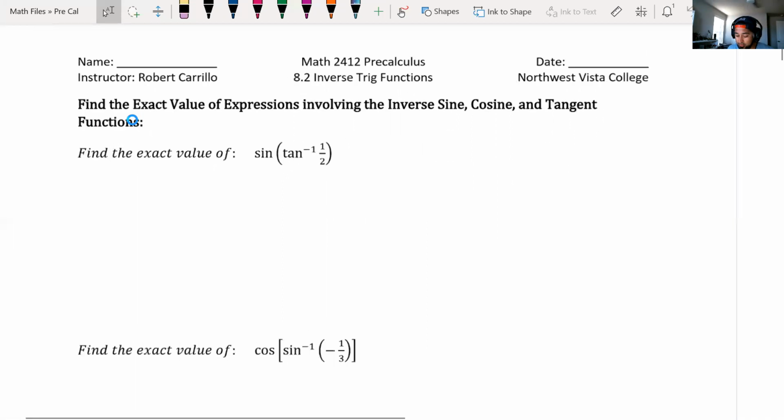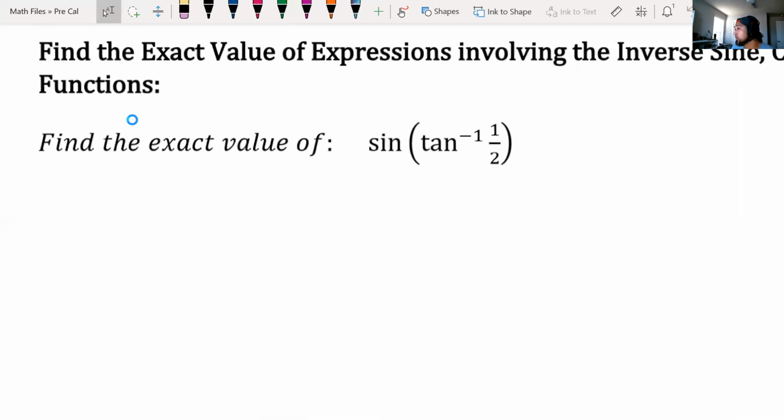Okay, so I'll show you how to handle these. We do this by making a substitution.